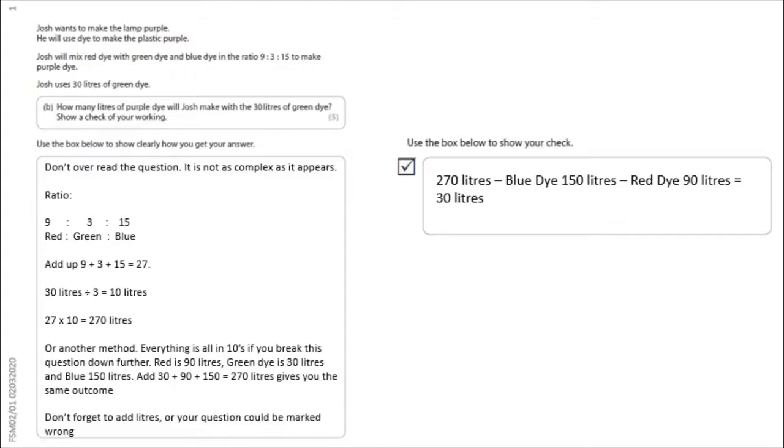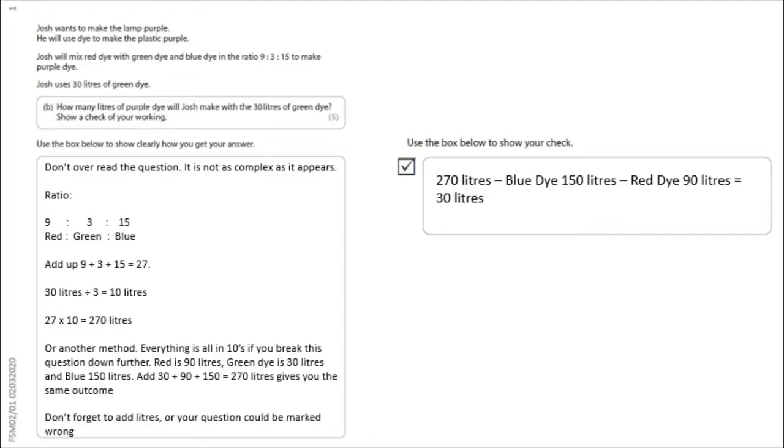That's useful. From that, we can work out that a ratio of 1 is 10 litres. All we then have to do is 27 times 10, which equals 270 litres. Or another method, everything is all in tens. Red is 90 litres, green dye is 30 litres, and blue is 150 litres. 30, 90 and 150 together gives you 270 litres, which gives you the same outcome. Don't forget to add litres or your question could be marked wrong.